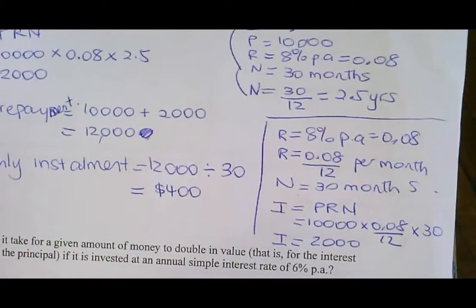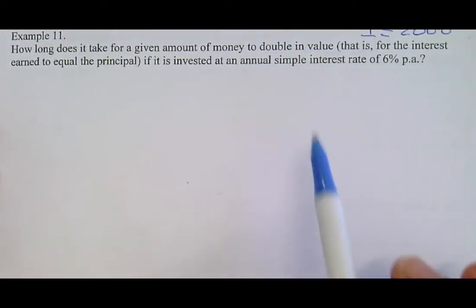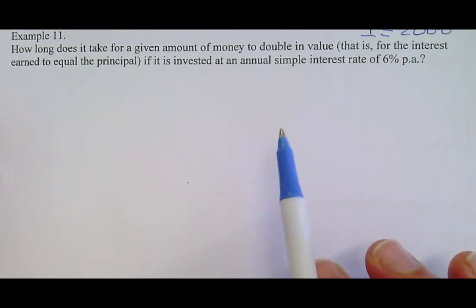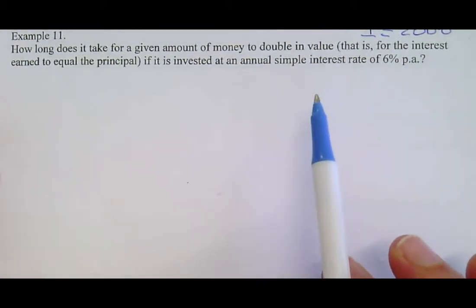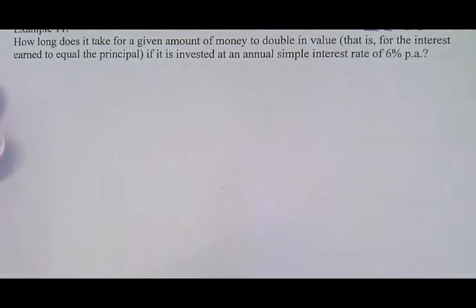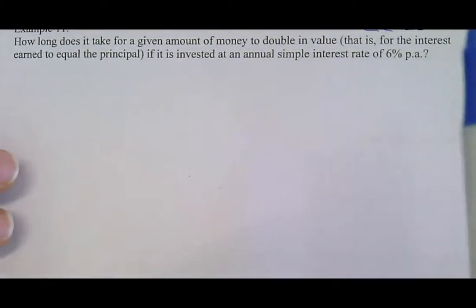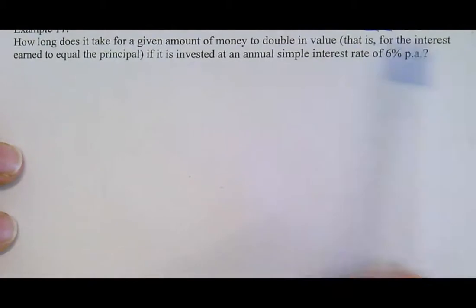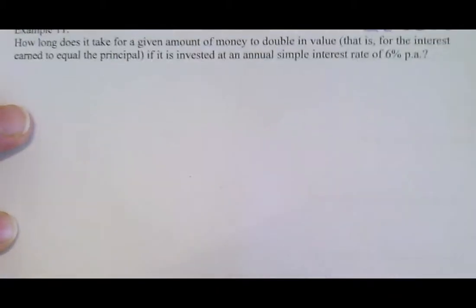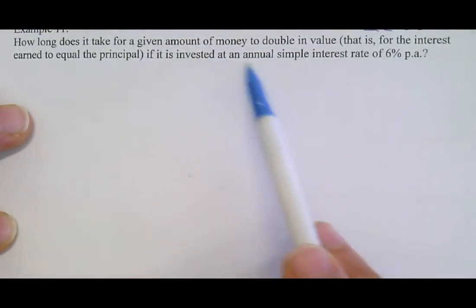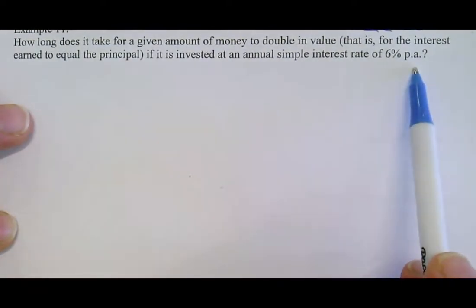All right? How long does it take for an amount of money to double? That is, for the interest earned to equal the principal. If you start with $100 and end up with $200, then you invested $100 and then you earned interest of $100 to end up with $200. All right? So how long does it take for a given amount of money to double in value, that is, for the interest earned to equal the principal, if it is invested at an annual simple interest rate of 6% per annum?